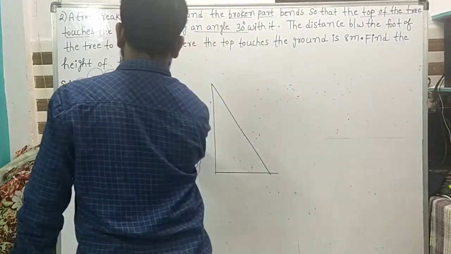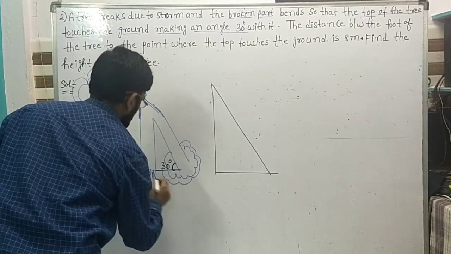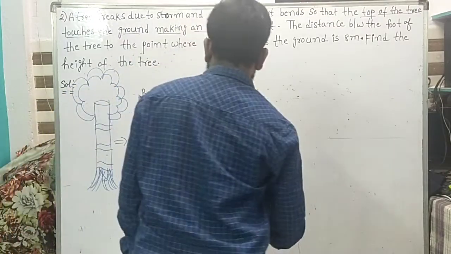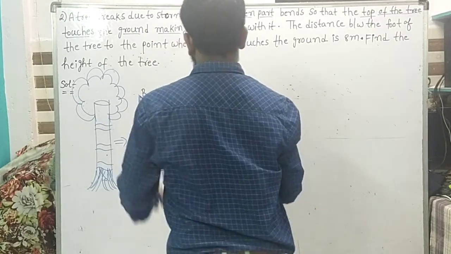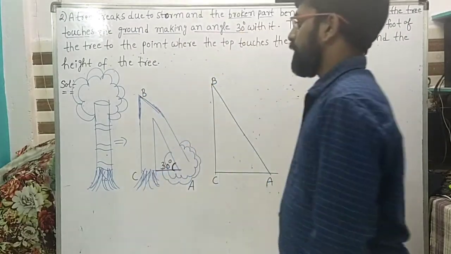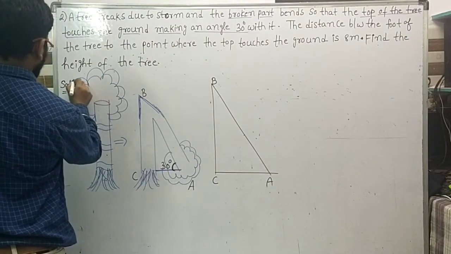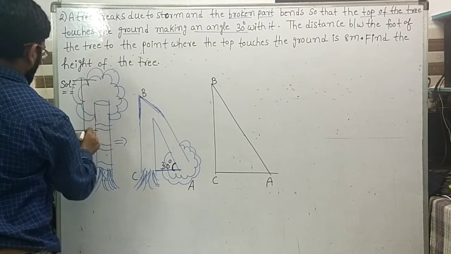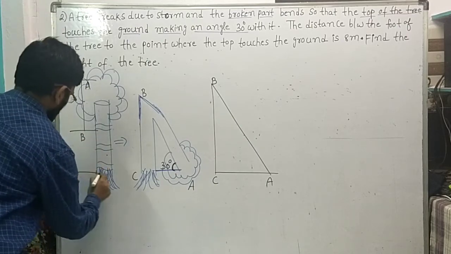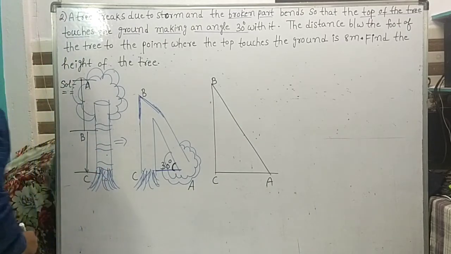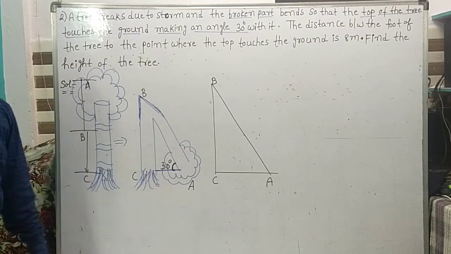So this is the same. Take it as B, C, and this is A. So A got down, A, C, B. Okay, for this triangle ABC, the top is from top to here. This is point A, point B, and point C. So B has been broken and fallen down, and A touches the ground.